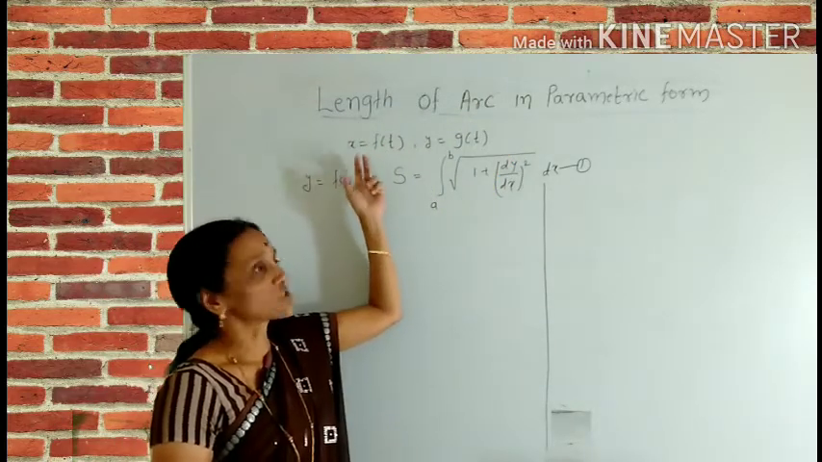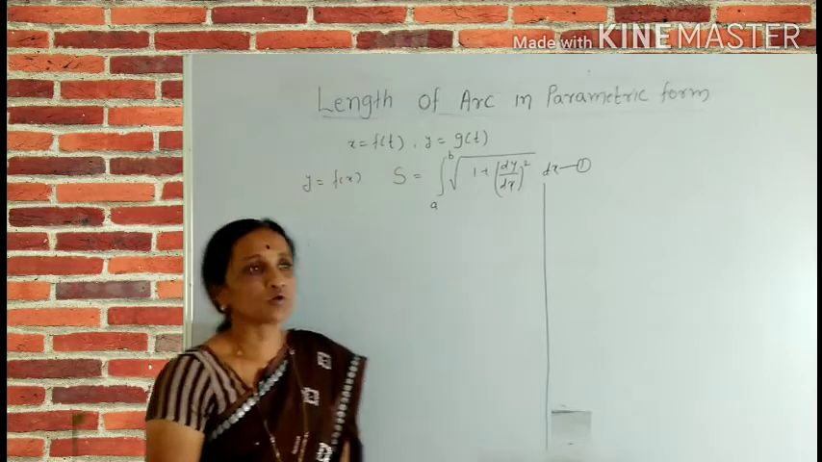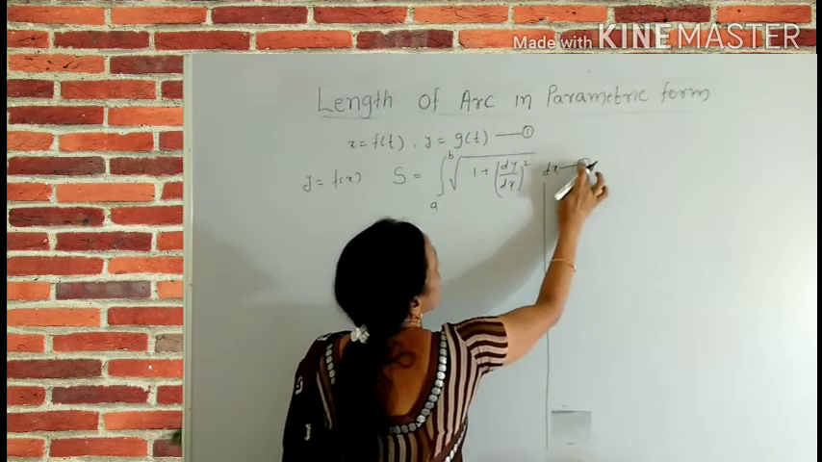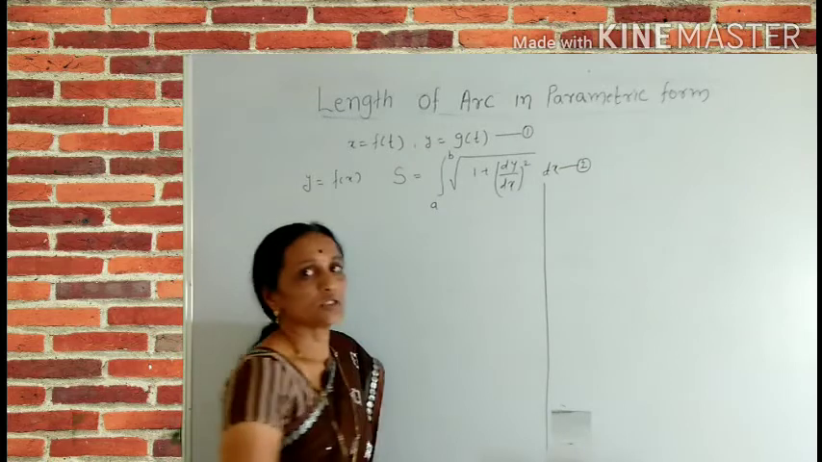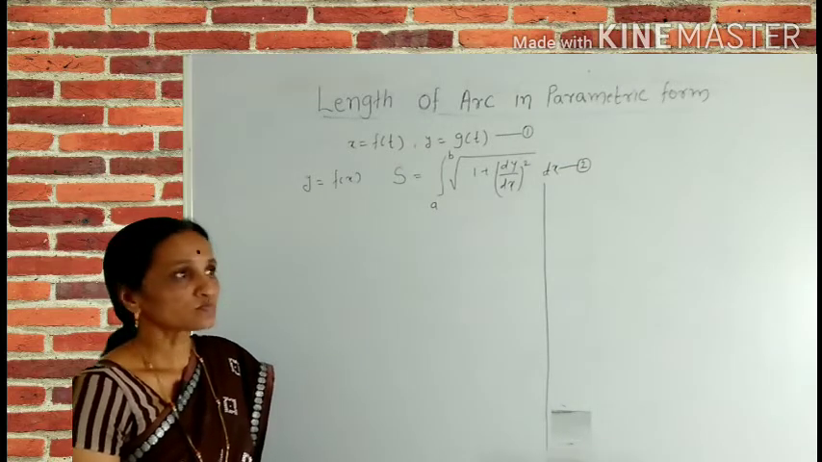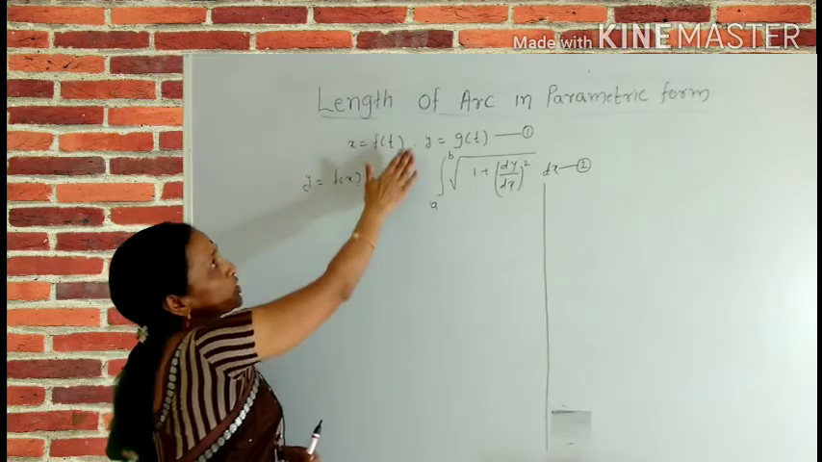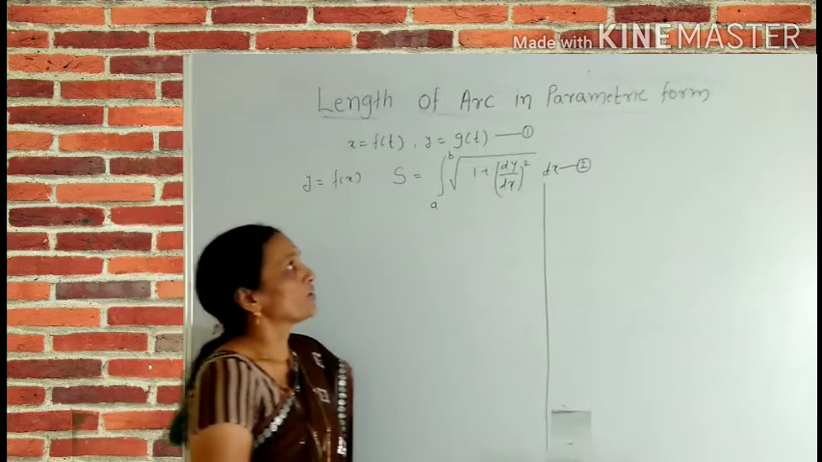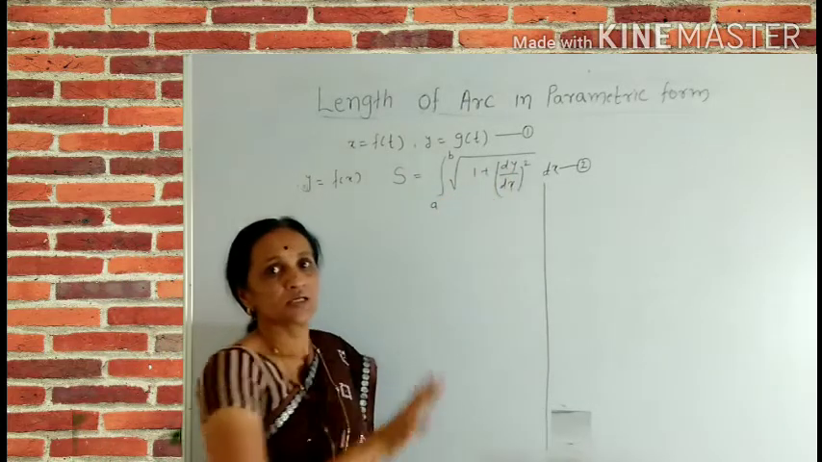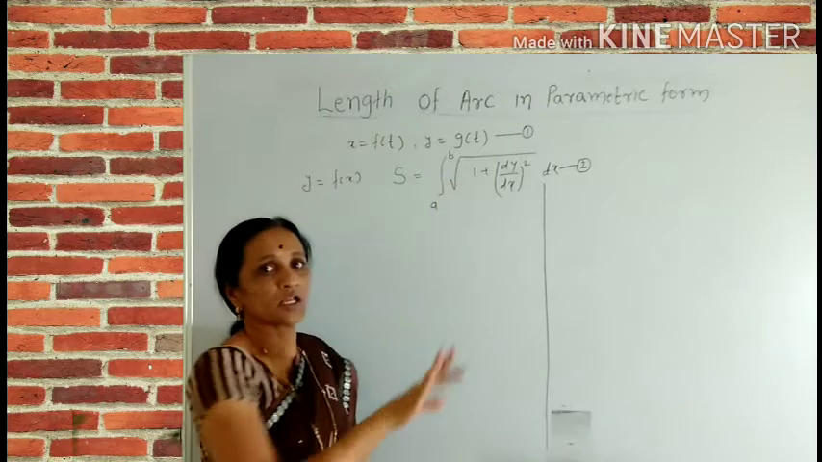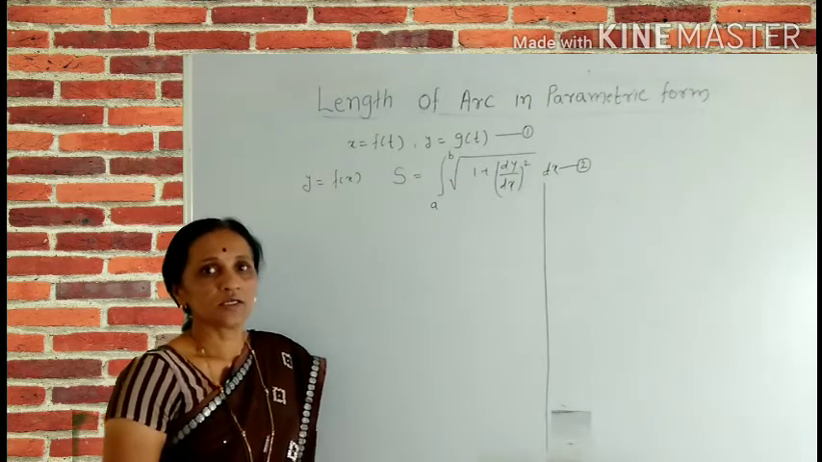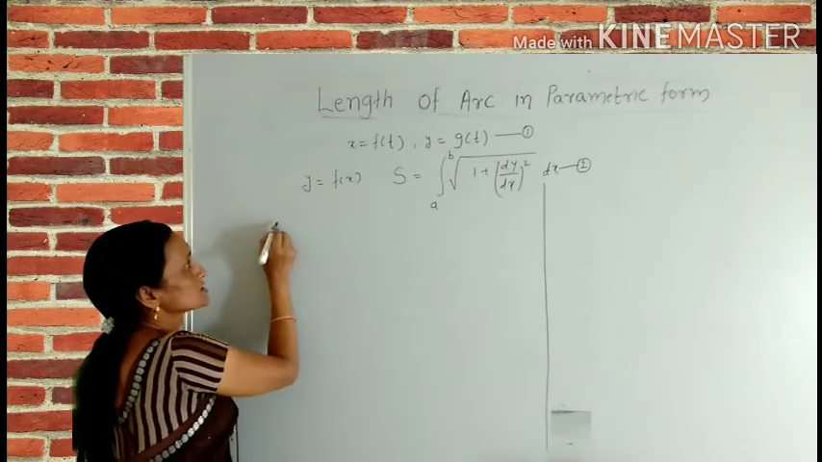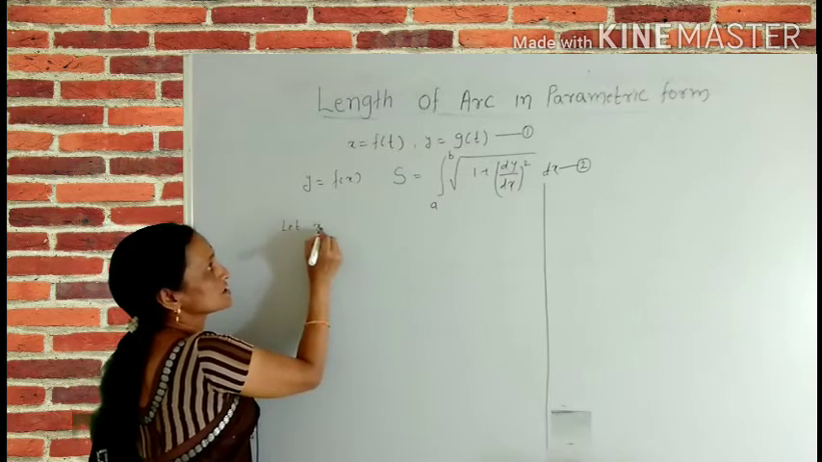Our parametric forms are x equals f(t) and y equals g(t). Suppose this is equation number 1 and the Cartesian form of the arc length is equation number 2. Now, the method for finding the length of the arc in parametric form is that we only find the value of dy/dx and put that value in this integral, and we get the length of the arc in parametric form.